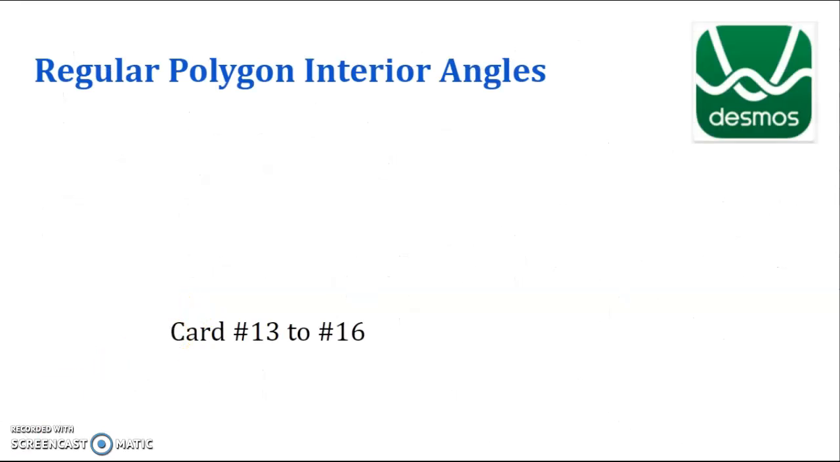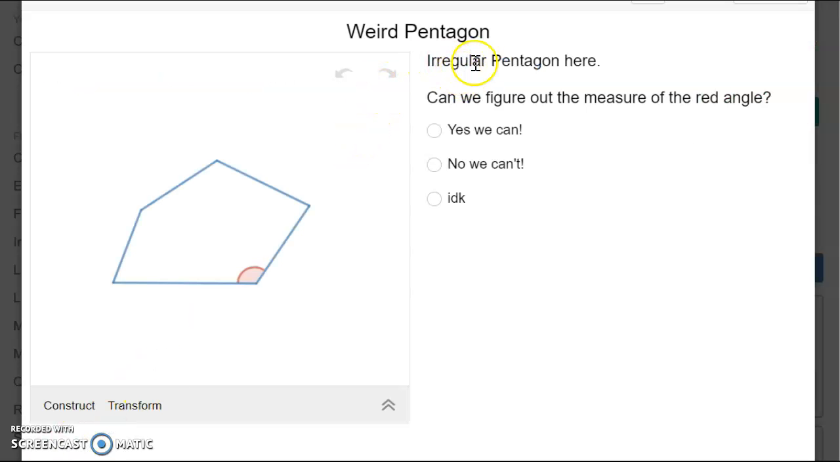Okay, and now you're going to go on to cards number 13 to 16. So here you have an irregular pentagon. Can we figure out the measure of the red angle?